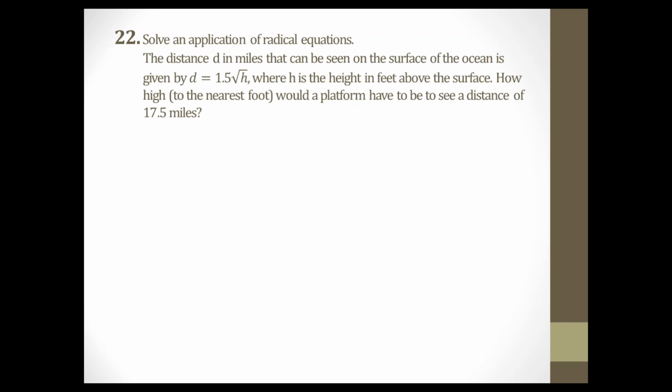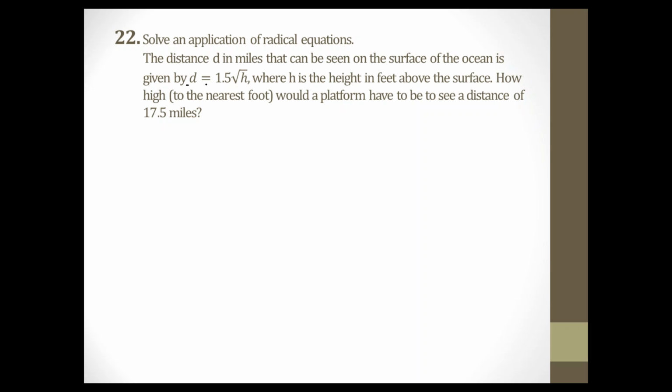Okay, question 22, an application. So the distance d in miles that can be seen on the surface of the ocean is given by d equals 1.5 square root of h, where h is the height in feet above the surface. So how high to the nearest foot would a platform have to be to see a distance of 17.5 miles?